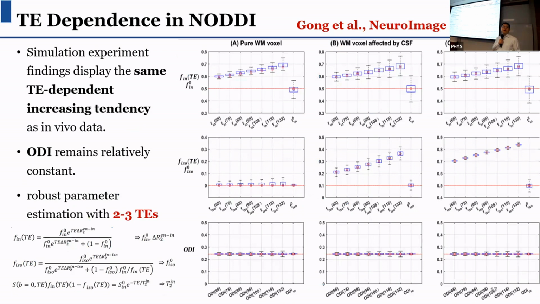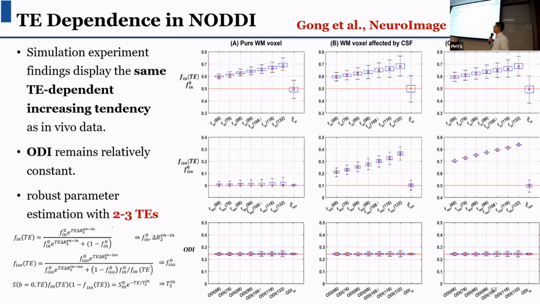Then again, we did another simulation experiment to prove this. In the simulation you can set up a voxel signal which is purely white matter, which means it has no free water inside, and then increase the fraction of free water. I believe this is 10%, and this is 50% or more. Then you will see the trend increasing, as I showed in the in vivo experiment. The most important thing is that this ODI value doesn't change according to the T value.